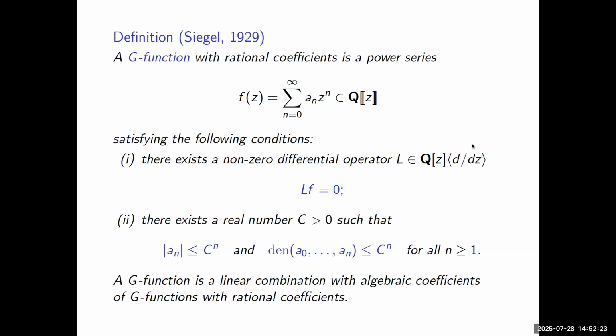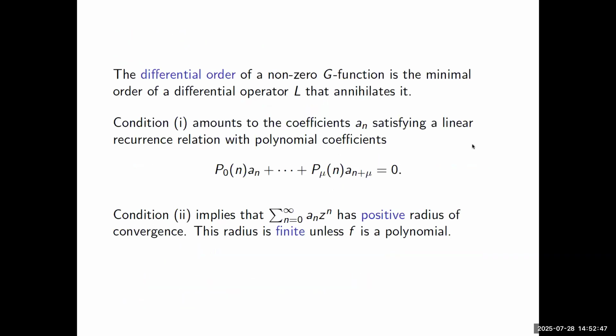Okay? And then what is a G function in general? There's no reason to restrict to rational coefficients. So you could give a definition in the same spirit, but maybe a fastest way to say this is just a linear combination with algebraic coefficients of G functions like here. Okay? So this is the main object of study. This displays the beginning of the title. And then what we call the differential order is the minimal order of a differential operator that annihilates the G function. So we will be interested in those which are a solution of a differential equation of order 2.